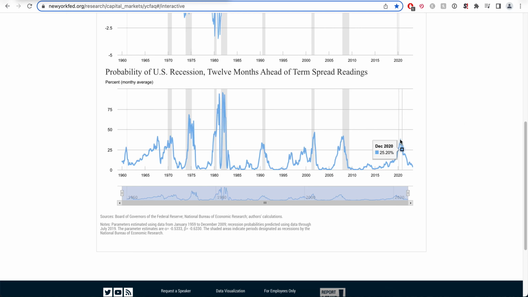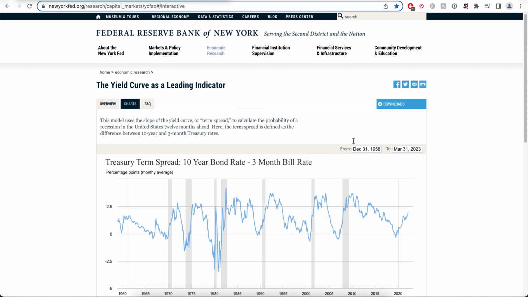And so back in 2020, that is over here, let's just say June 2020, there was a 31% probability of an upcoming recession in the next 12 months. That would be till June 2021. So right now this has actually gone down pretty much substantially, currently sitting at 3.7 for the next 12 months. And so this is based on the yield curve as a leading indicator.